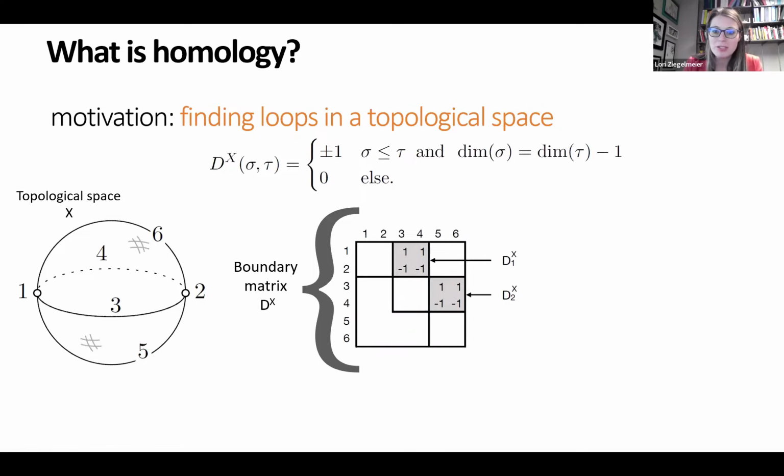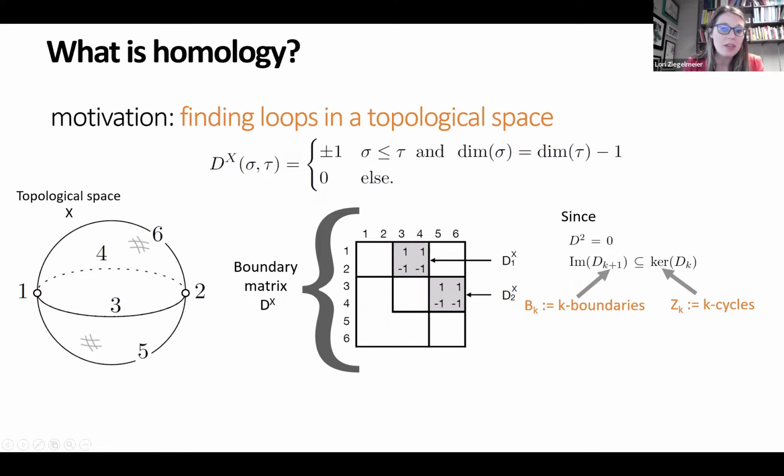And from this boundary matrix, we can compute some important spaces. So we can compute the image of the boundary and the kernel. And we know since the image is contained inside the kernel, then we can do some neat things. So often we call the image the k-boundaries, and we can think of the kernel as the k-cycles. And then homology is just looking for those cycles which are not boundaries of a k+1 chain.